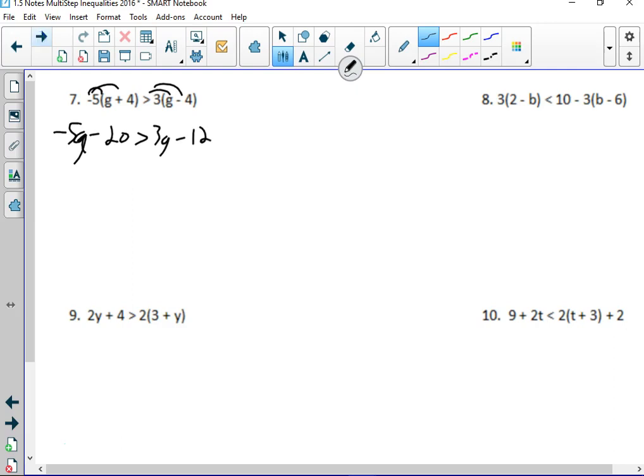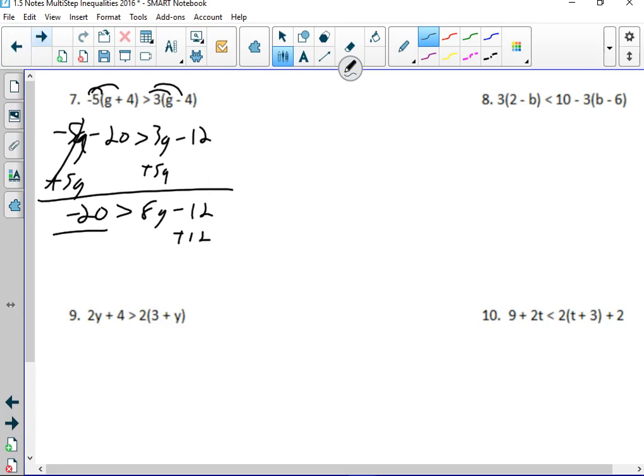Now remember, I think it's easier to keep your letters positive. So if I move the 3g over, I'm going to have -8g. I don't want to do that. So I'm going to add 5g's to both sides. That gives me -20 is greater than 8g minus 12. Now I'm going to add 12 to both sides.